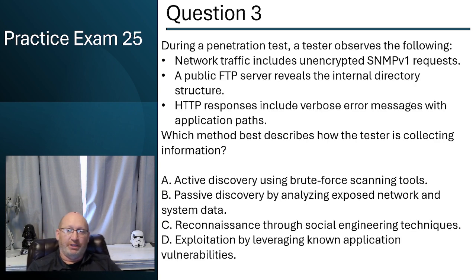During a penetration test, a tester observes the following. Network traffic includes unencrypted SMTP version 1 requests. A public FTP server reveals the internal directory structure. HTTP responses include verbose error messages with application paths. Oh, man, really bad things. Which method best describes how the tester is collecting information? How is the tester collecting this information?